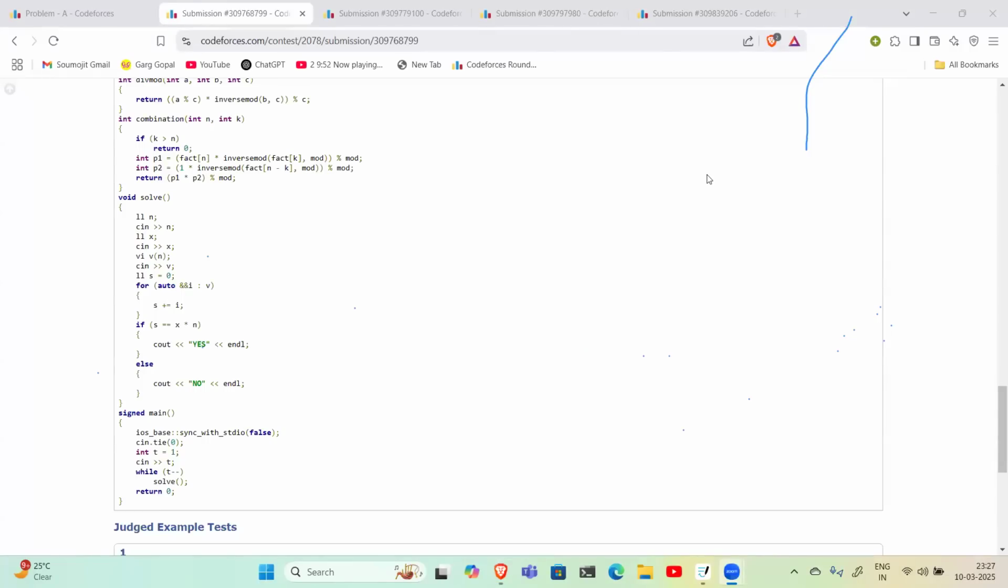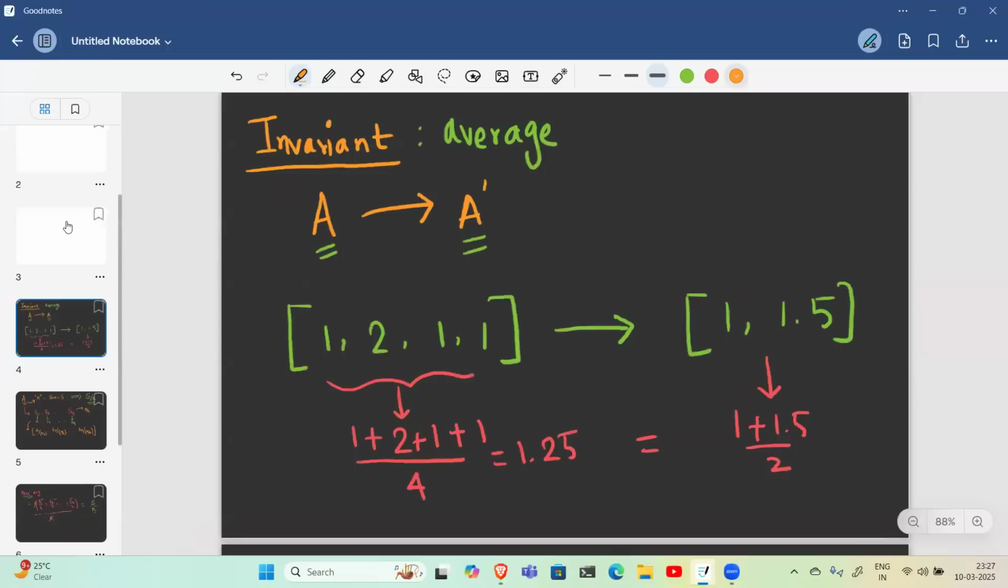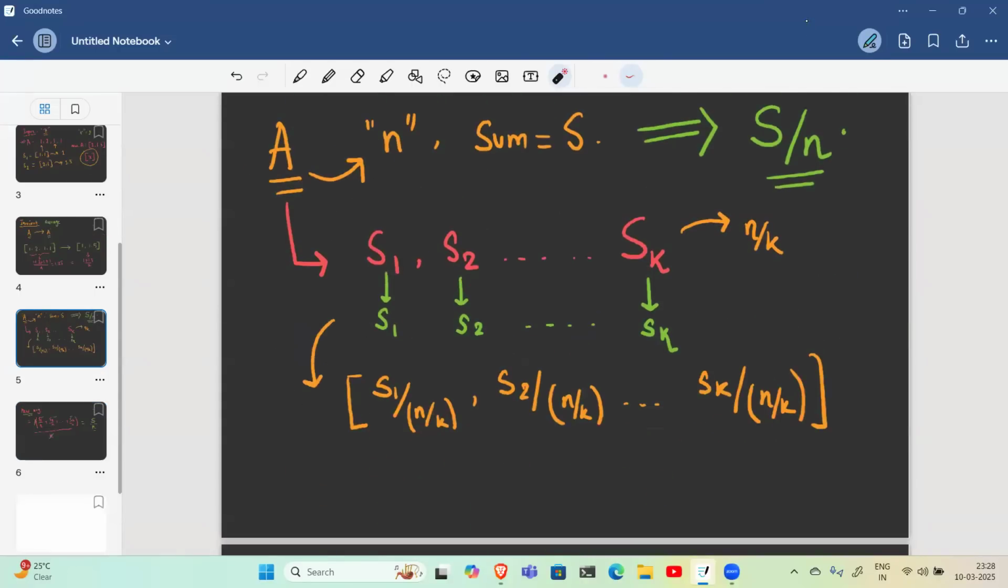Guys, is the solution clear? So just need a short recap. Okay, Vinod. So basically the idea is simple. Whenever I do an operation, the basic idea is that there is an invariant here. What is the invariant? That if I have an array A, and I do an operation to convert it to A dash, the average does not change. Okay, you can take some examples on pen and paper, and you can see that the average does not change. Also, if you do a bit of math, you will quickly realize that the average remains the same.